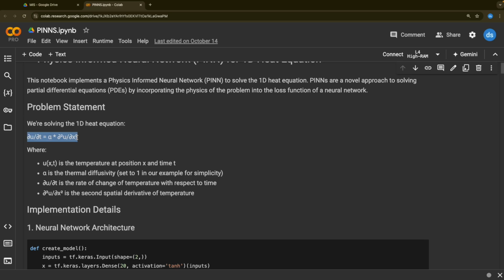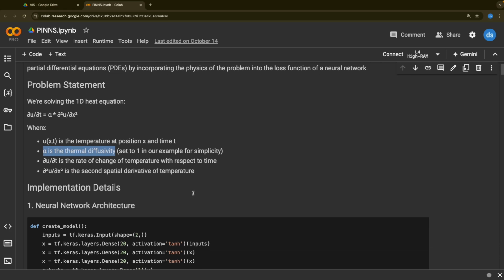So this is the partial derivative equation that we are going to solve, where u of x, t is the temperature at the position of x at time t, alpha is the thermal diffusivity set to 1 in our example for simplicity, then du by dt is the rate of change of temperature with respect to time, and d square u by dx square is the second order partial derivative of temperature.